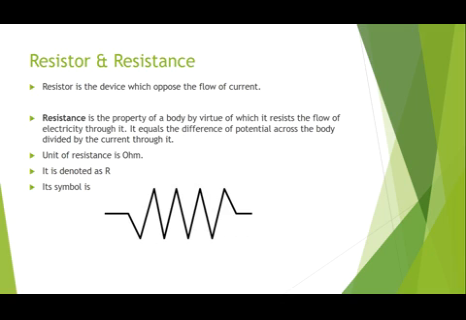Resistor is a device which opposes or resists the flow of current through the circuit. Resistance is the property of a body by virtue of the resistor device. That means it resists the flow of electricity or current through the circuit, and we can also say it equals the difference of potential divided by the current through it, that is R is equal to V by I. Unit of resistance is ohm. It is denoted by the letter R. Its symbol is shown below.